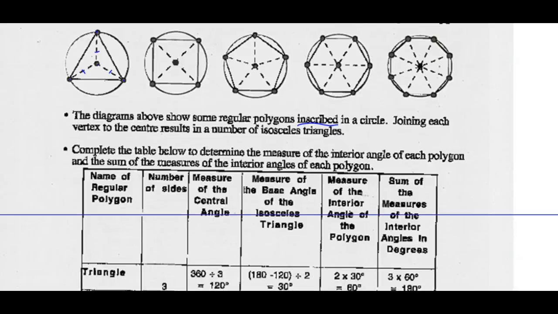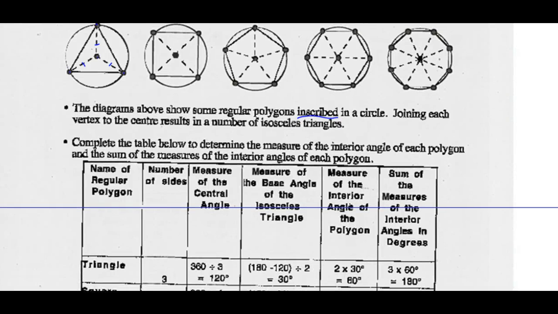Let's look at that first diagram, the triangle. Obviously, the triangle has 3 sides. The measure of the central angle is 360 degrees divided by 3 because we've got 3 different triangles there. So this blue angle right here would be 120 degrees. 360 divided by 3 is 120.